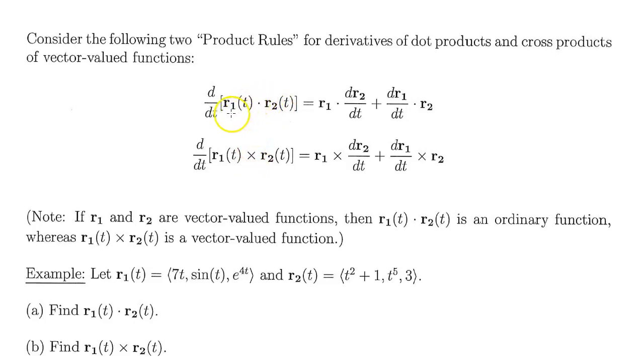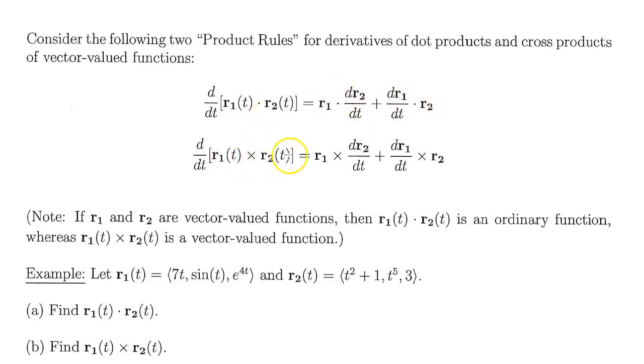So if we have r1 of t and r2 of t, those are vector valued functions, the derivative of the dot product, and by the way, r1 of t dot r2 of t is actually going to be an ordinary function. I'll show you that in just a second. If r1 of t is a vector valued function, r2 of t is a vector valued function, the dot product will be an ordinary function. So what's the derivative with respect to t of that? Well, it turns out it's equal to r1, the first function, times the derivative of the second, plus the derivative of the first times the second. And by the way, I said times, but I really mean dot. We're taking a dot product here.